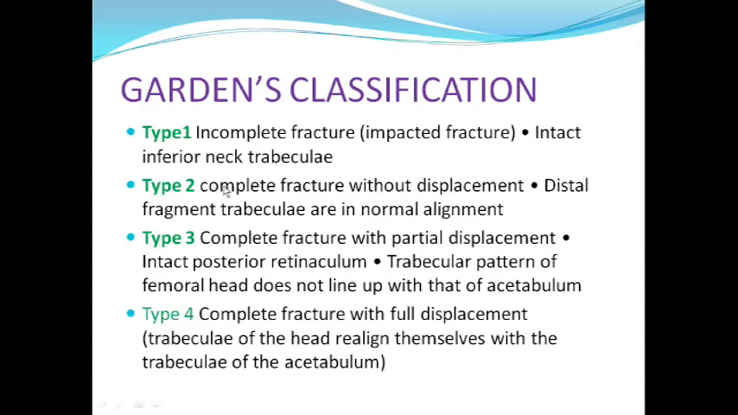Type 2, we have complete fracture without displacement, and the distal fragment trabeculae are in normal alignment. Now, type 3 is complete fracture with partial displacement, intact posterior retinaculum, and the trabecular pattern of the femoral head does not line up with that of the acetabulum. I'll show the picture and you will understand better. And type 4 is complete fracture with full displacement, where trabeculae of the head align themselves with trabeculae of the acetabulum.